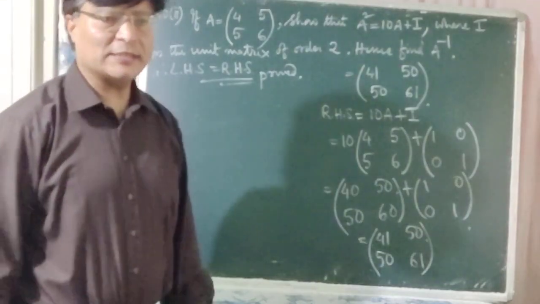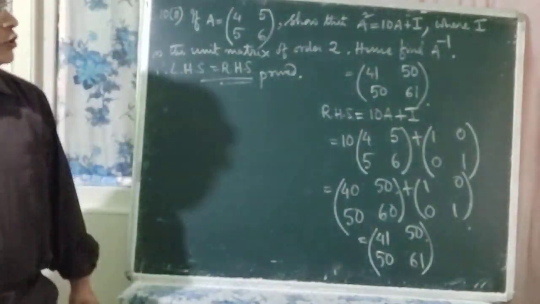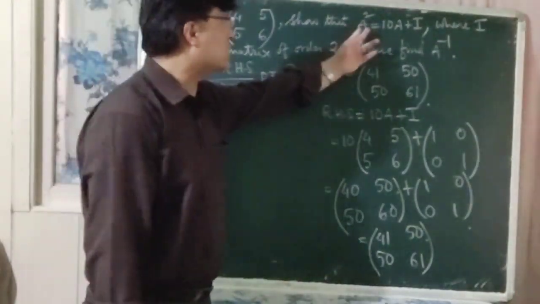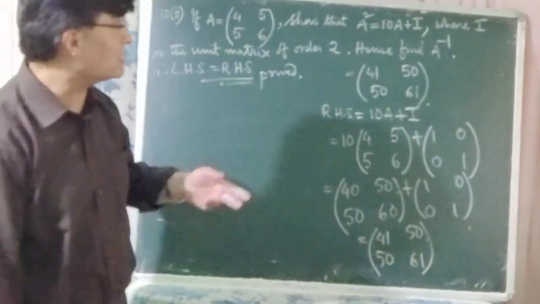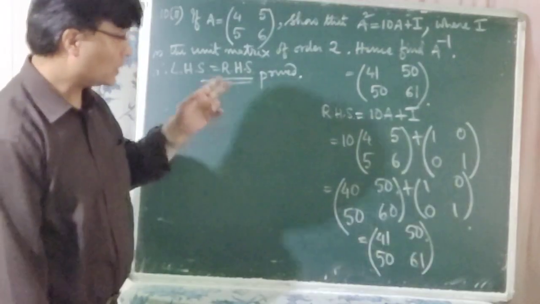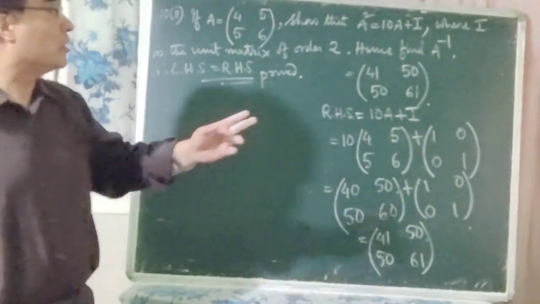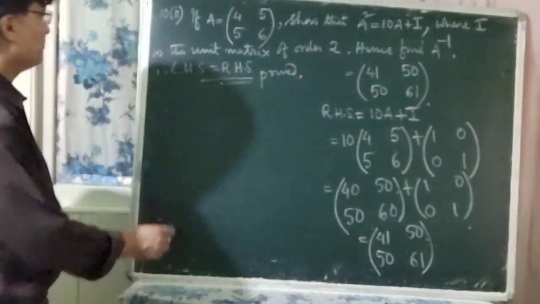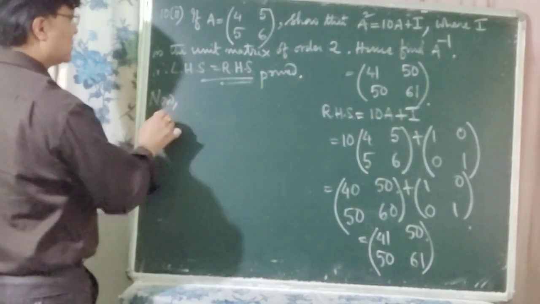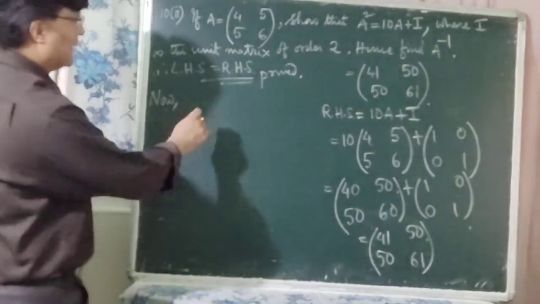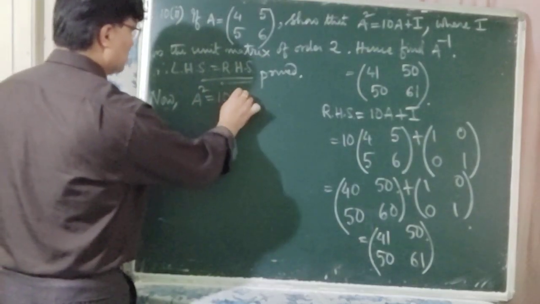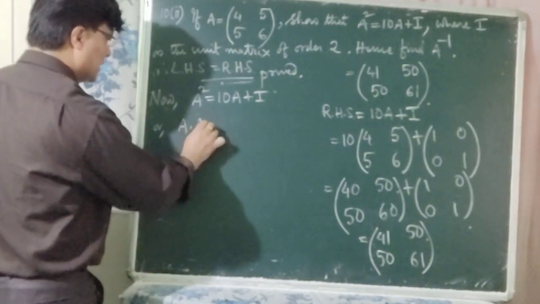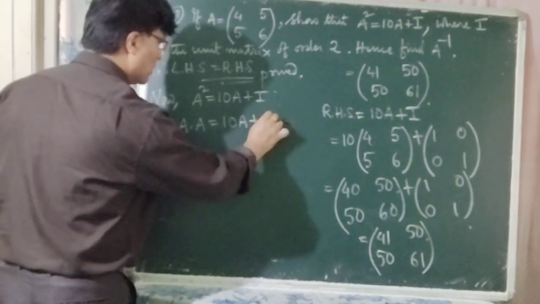Now you have to find out the second part, that is, hence you have to find out A inverse, that is, the inverse of the matrix A. So how can you find out the inverse of the matrix A? You have to use this same relation. Just now we proved it, that is A square is equal to 10A plus I. So we will use this relation to find out the matrix A inverse. Write down the relation we just proved, that is A square is equal to 10A plus I, or A square can be written as A dot A is equal to 10A plus I.